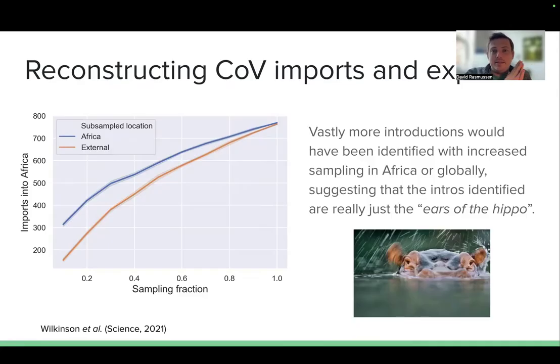But in this particular case, it seems that by subsampling and resampling from our full data set, we can actually show that if anything, if we would have sampled more, the number of introductions into Africa would have only grown.